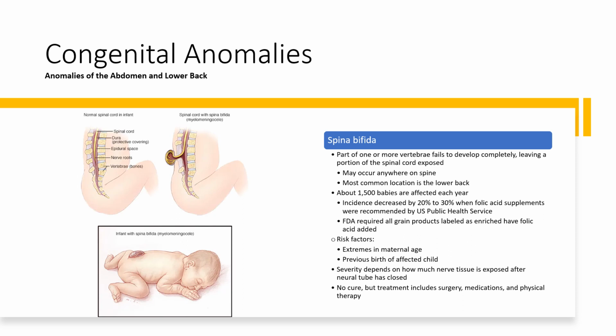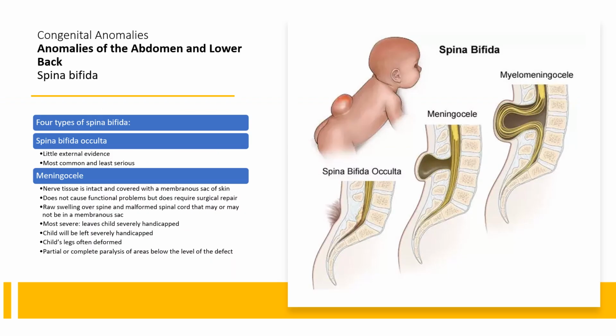So in here we can see normal spinal cord, and they have this developing outside of this spinal canal. Depending on how much of the cord and the nerves come out, depends on how bad this gets. So the 4 types: spina bifida occulta, little external evidence, most common, least serious. Next one, meningocele. Nerve tissue is intact, covered with a membrane sac of skin, does not cause functional problems, but does require surgery repair. Raw swelling of the spine and malformation of the cord may or may not be in a membrane sac. And then the next one, the most severe, leaves the child handicapped, and we'll go over that.